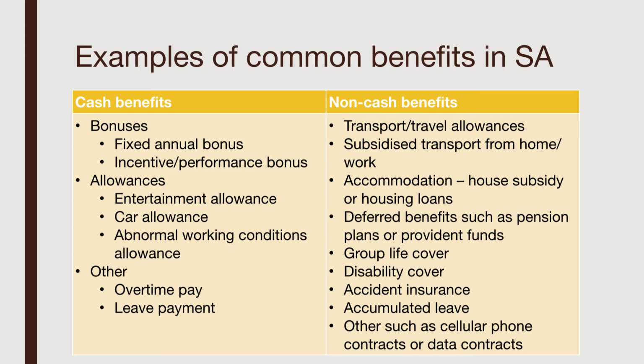The following table just gives us examples of the types of bonuses, benefits and incentives that are found within South Africa, more specifically within the public sector. In terms of bonuses, there are fixed annual bonuses, and incentive and performance bonuses that are directly linked to the quality and the output of individual performance. Then we have allowances, like for instance entertainment allowances, car allowances, abnormal working condition allowances. And then you also have other cash benefits such as overtime pay and leave payment.